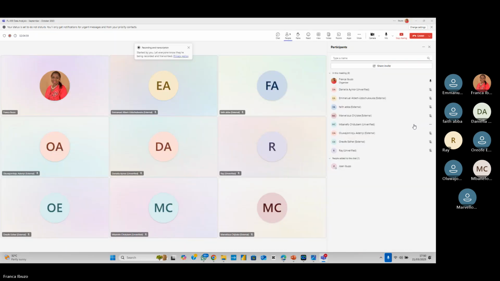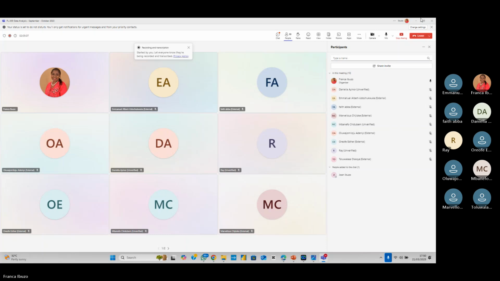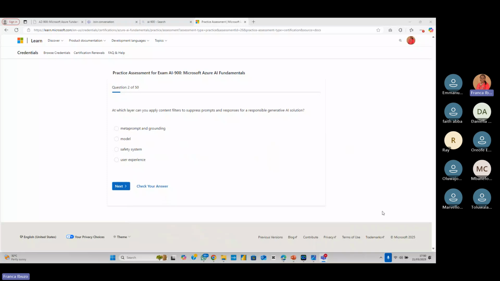Who read the first one? Who read the first question? Are you all tired or what? At which layer can you apply content filters to suppress prompts and responses for a responsible generative AI solution? What would you go for? A. Meta prompt and grounding.